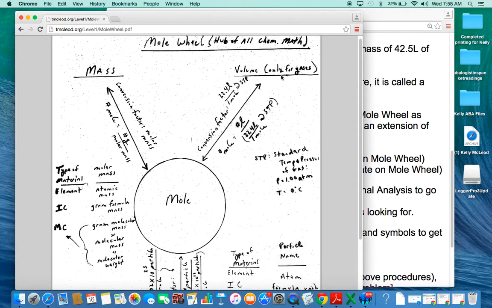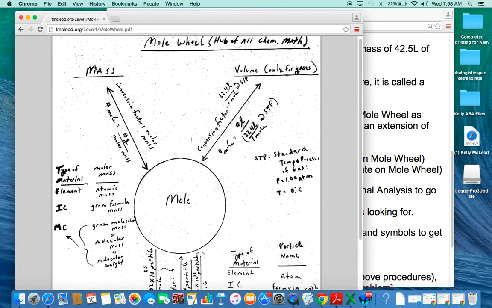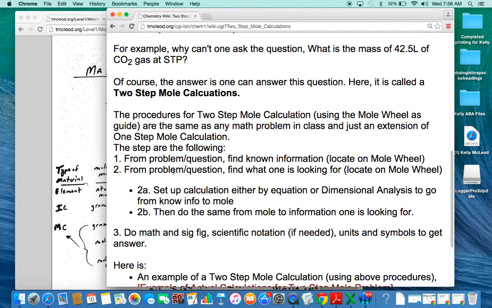So you're starting here. So this is the starting point, and you're looking for the mass, which is here, the ending point. So you write down the starting information, and you write down where you want to go, which is grams. So that's the first thing. Then you want to figure out how to get there.